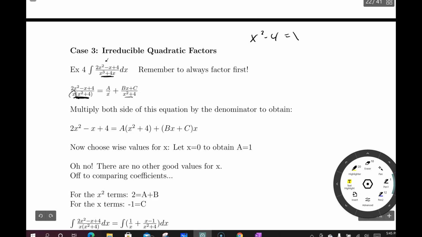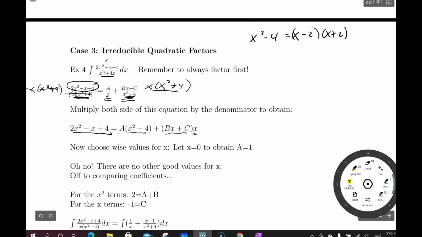So you know this can be factored, right? Oops. This difference of squares can be factored, but addition of squares cannot be factored, right? So that's an irreducible quadratic. All right, so then what do I do? I multiply both sides by the denominator, x times x squared plus 4. So these cancel, and I'm left with the numerator. This times this term, the x's cancel, so I've got a times x squared plus 4. This times this term, the x squared plus 4 is canceled, so I get bx plus c times an x.